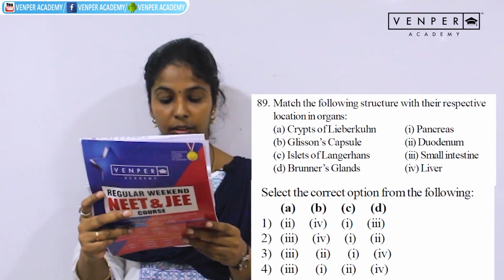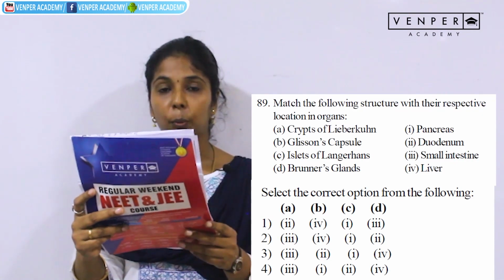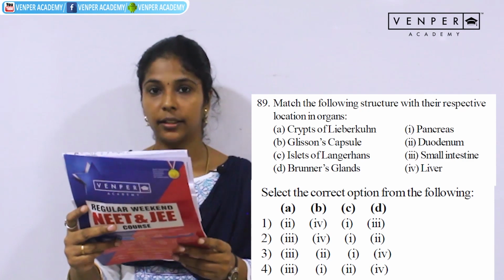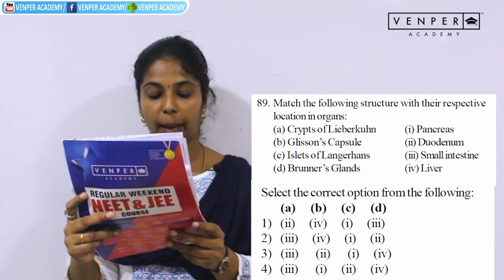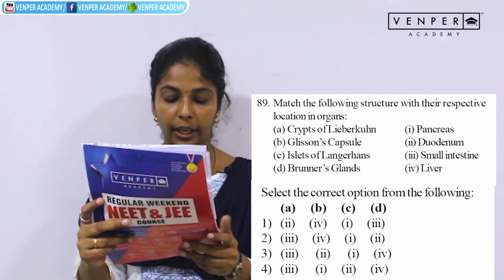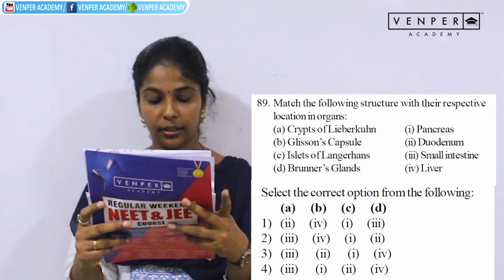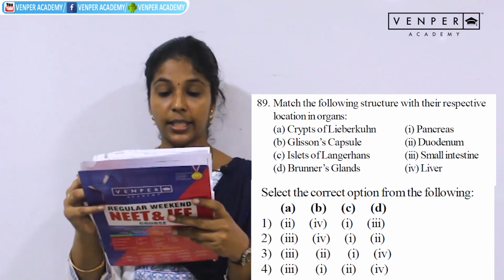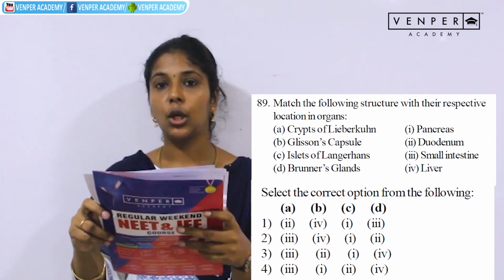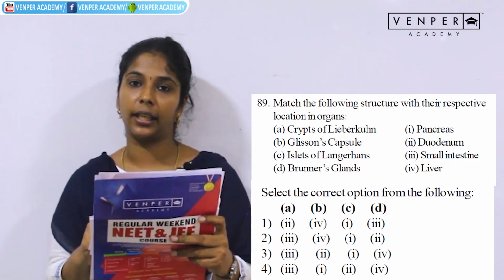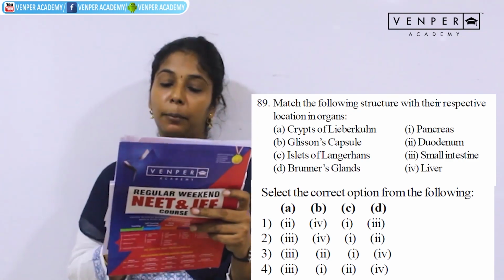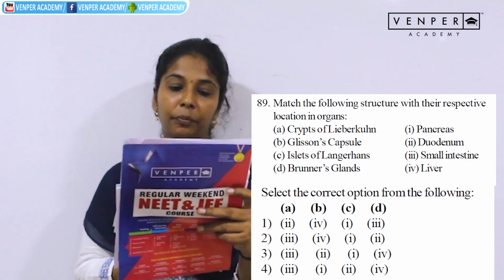Question number 89. Match the following structure with the respective location in organs. A. Crypts of Lieberkuhn. B. Glisson's capsule. C. Islets of Langerhans. D. Brunner's glands. Crypts of Lieberkuhn is located in the small intestine, which are small tubular structures which secrete digestive enzyme and mucus in the small intestine. So, crypts of Lieberkuhn is small intestine.